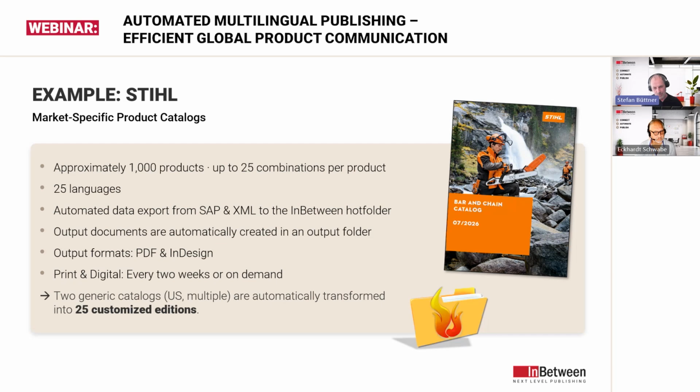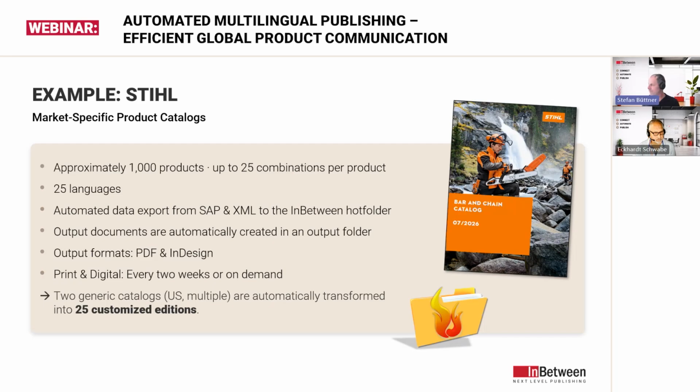And they do this by exporting XML data from SAP to an InBetween hot folder. And once it's in that hot folder, generation will be triggered automatically. And then the output documents are automatically placed in an output folder. The output formats they're using at the moment are PDF and InDesign. And this catalog is available in a print and digital version. So every 2 weeks, it's generated, but of course it can also be generated on demand if they want to.